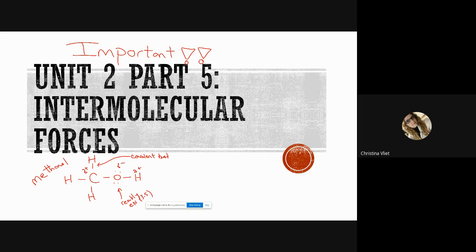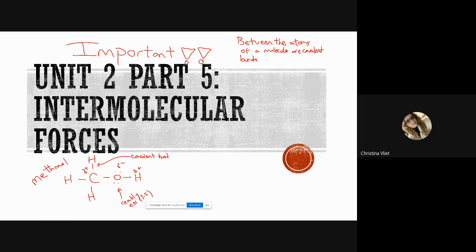So I stated that between the atoms of a molecule are covalent bonds. Between the atoms of a molecule, I gotta see if I have any methanol. Methanol is actually quite interesting.